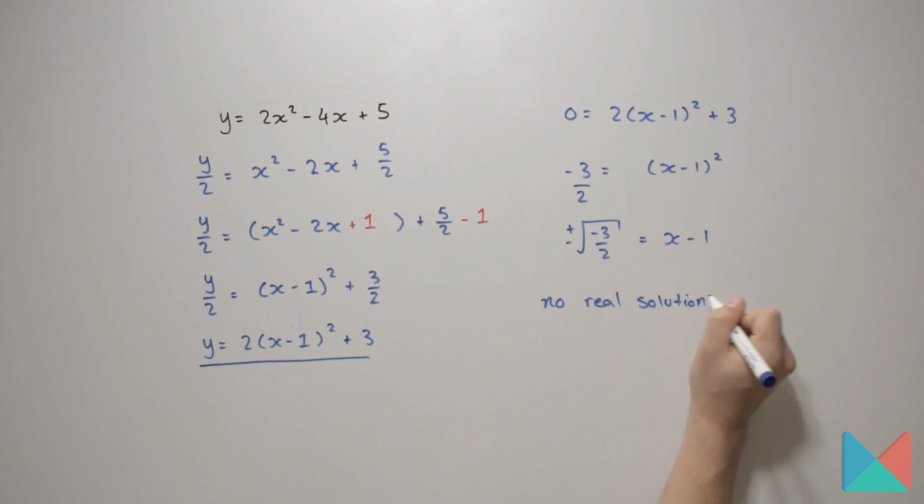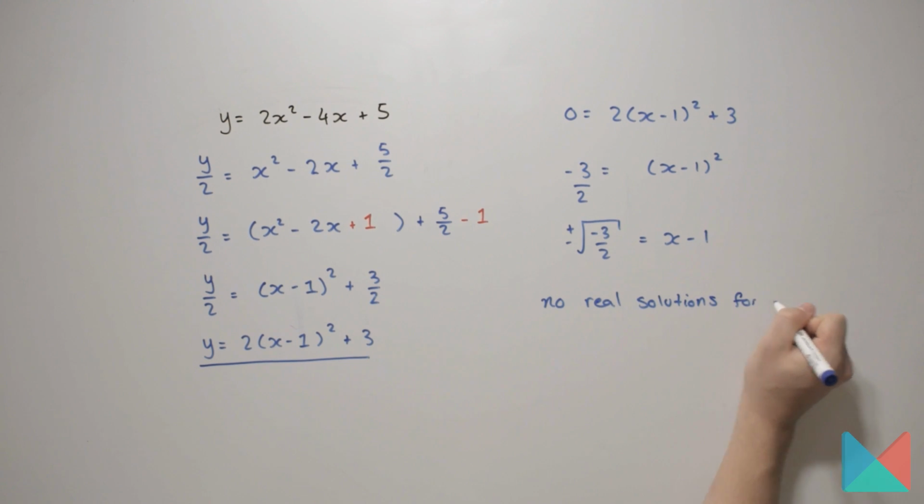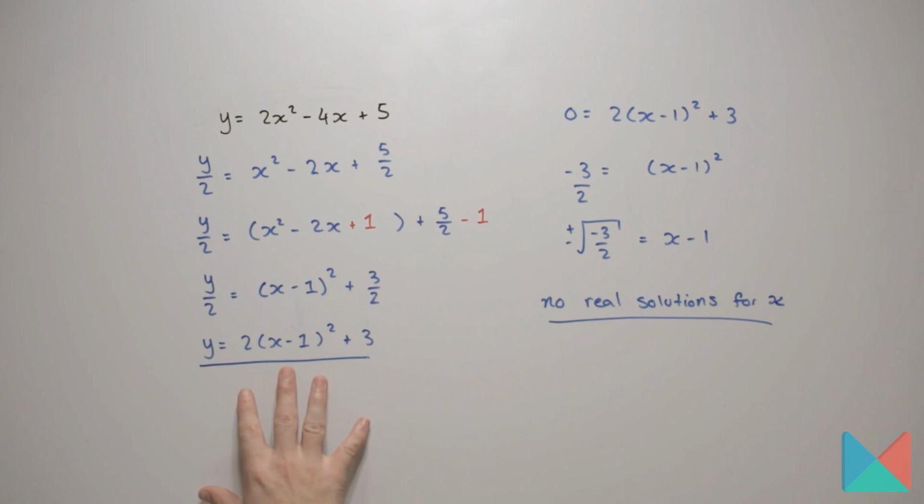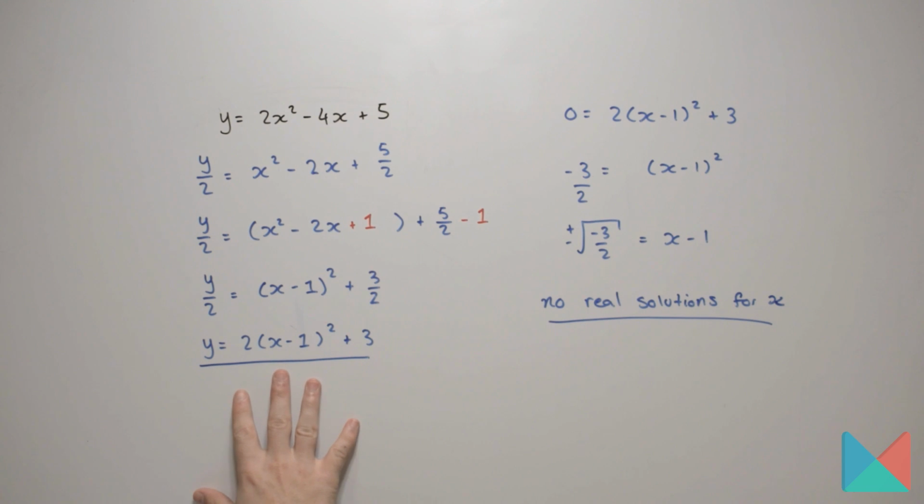Or in other words, we're going to have no x-intercepts for our given quadratic relationship. Now let's quickly do a rough sketch of this quadratic relationship in the turning point form to get an idea of how it has no x-intercepts.